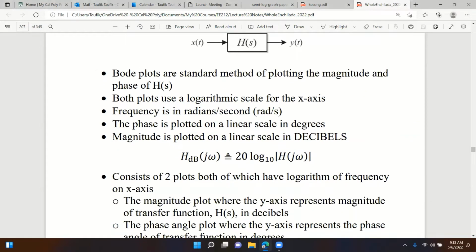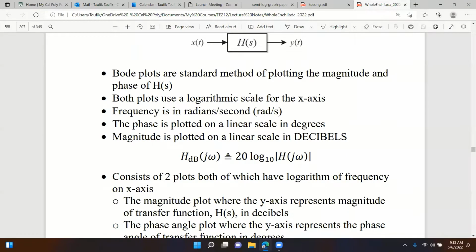As I said earlier, Bode plots are the standard method of plotting magnitude and phase. The reason it's plural, plots, is that there are two of them. One plot shows the variation of the magnitude of this transfer function with respect to frequency, whereas the other plot shows the variation of phase angle as you vary the frequency, right? Both plots use a logarithmic scale for the x-axis. So the x-axis of the plot is log scale, not linear scale.